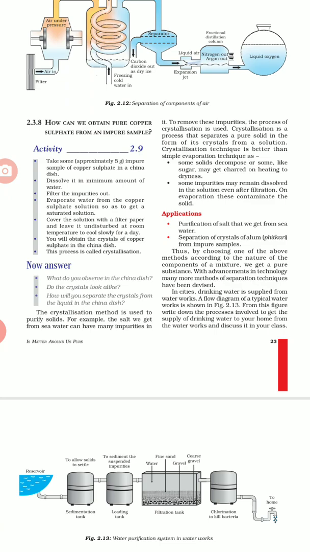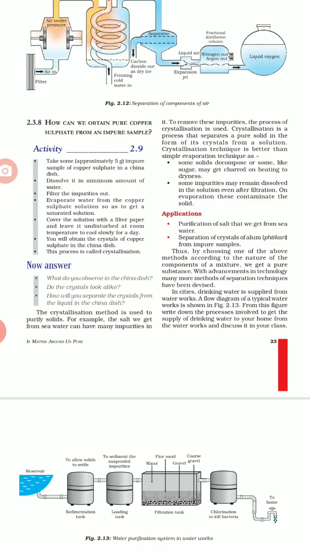What happens in the loading tank? It sediments the suspended impurities. There will be a few impurities which are suspended. What do we mean by suspended? Suspended means those which are not mixed, which are floating. So that will be sedimented, and from there it is passed to the filtration tank.